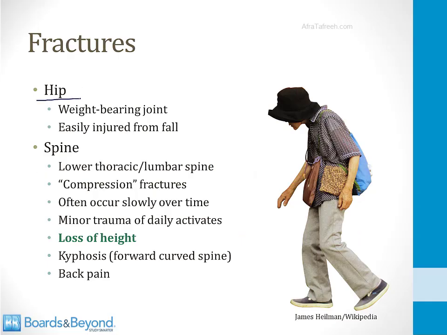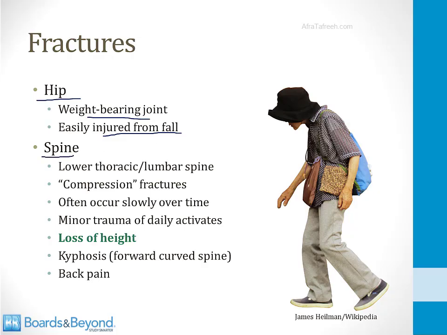The first is the hip. So the hip is a weight-bearing joint, and as I told you earlier, it has lots of trabeculated bone in it that can become thin in osteoporosis, and the hip is easily injured from a fall. So hip fractures are a common problem in elderly patients with osteoporosis. If you go into orthopedic surgery, you will see lots and lots of hip fractures among patients who have osteoporosis.